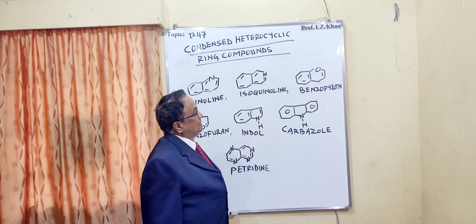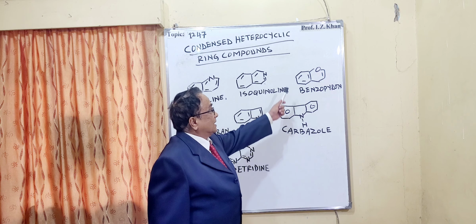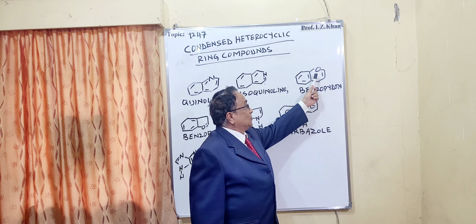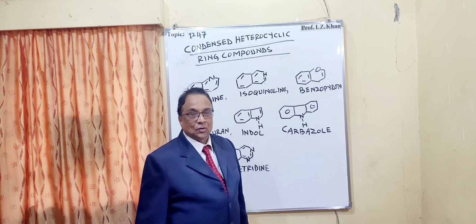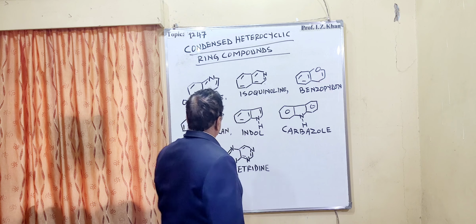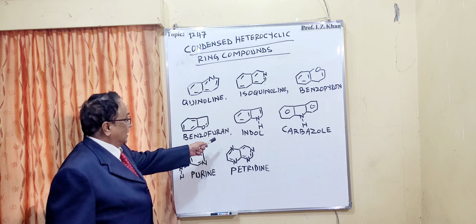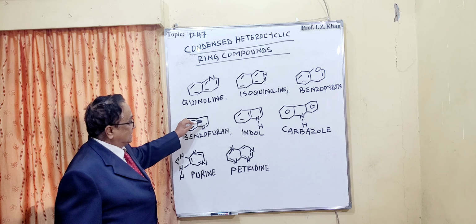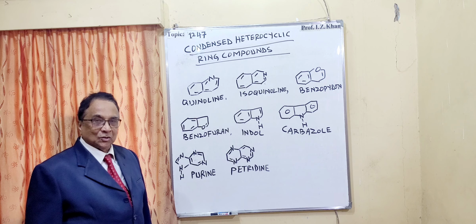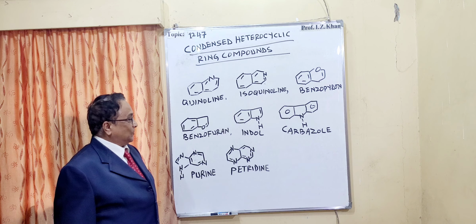And the third one is called benzopyrone. In the case of benzopyrone, this benzene ring is fused with one heterocyclic 6-member ring. Here it is benzofurane, which means the benzene ring is fused with one 5-member heterocyclic ring containing oxygen. That's why it is called benzofurane.